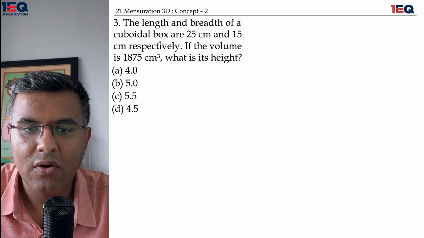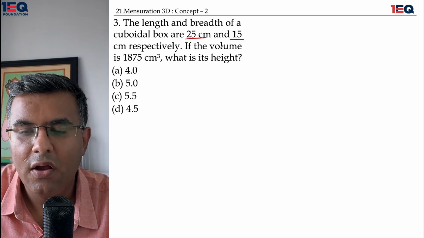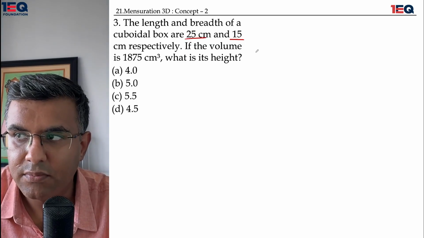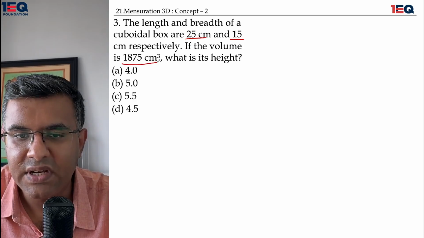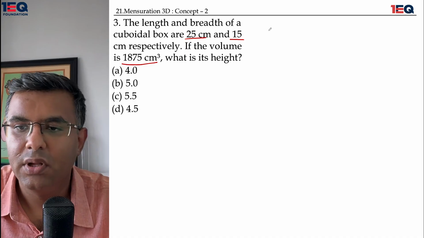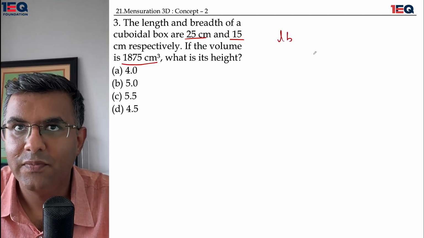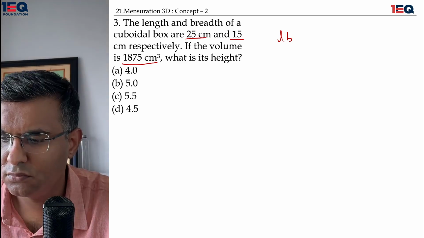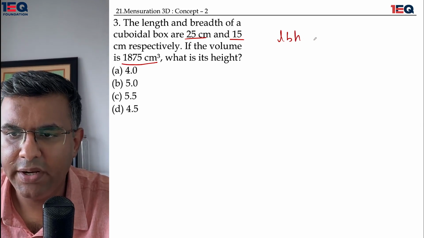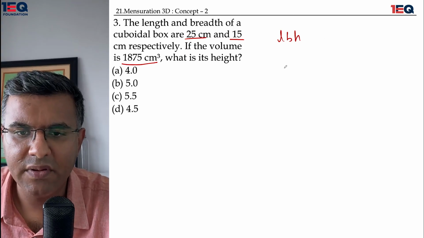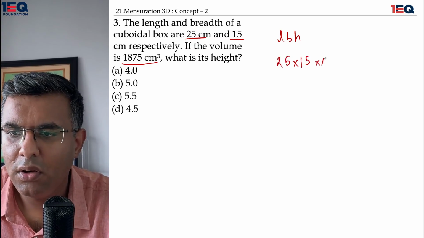The length and breadth of a cuboidal box are 25 and 15 centimeters respectively. One of the dimensions is missing. If the volume is 1875 centimeter cube, what is the height? We have the volume, it's L into B into H. We have L and B with us. We need to find out H. So this is going to be 25 into 15 into H.